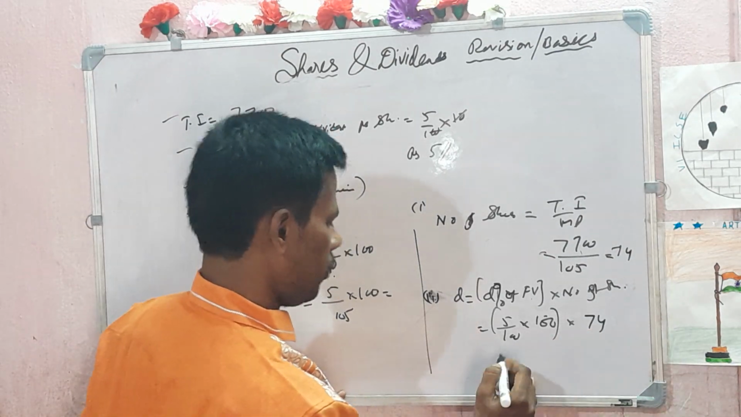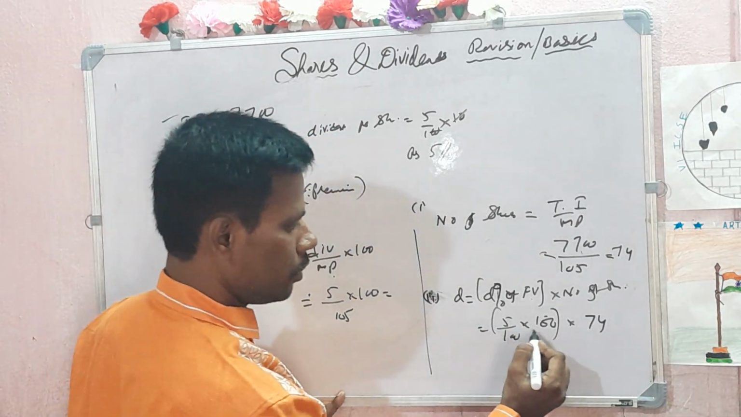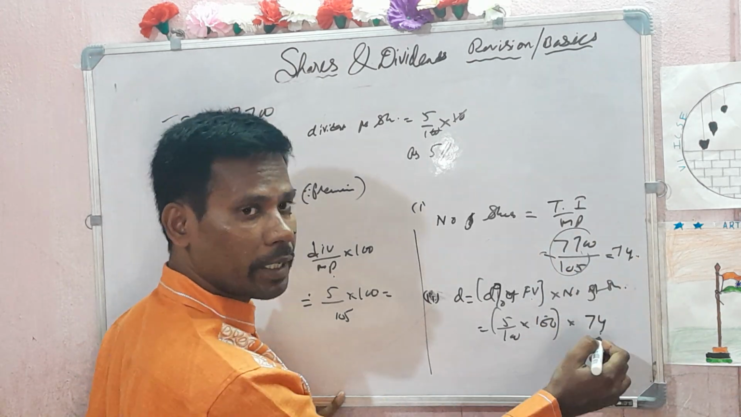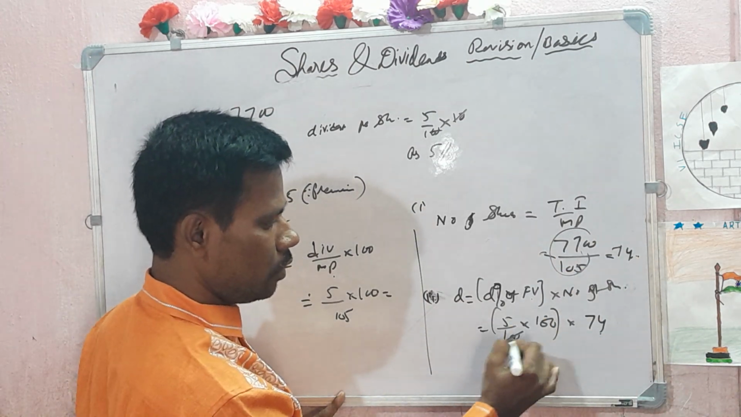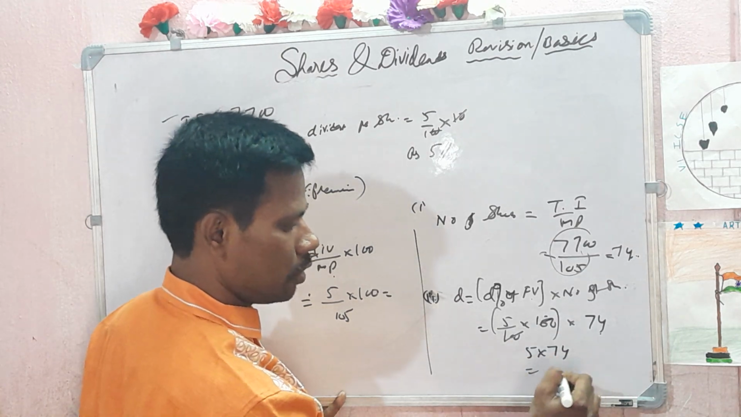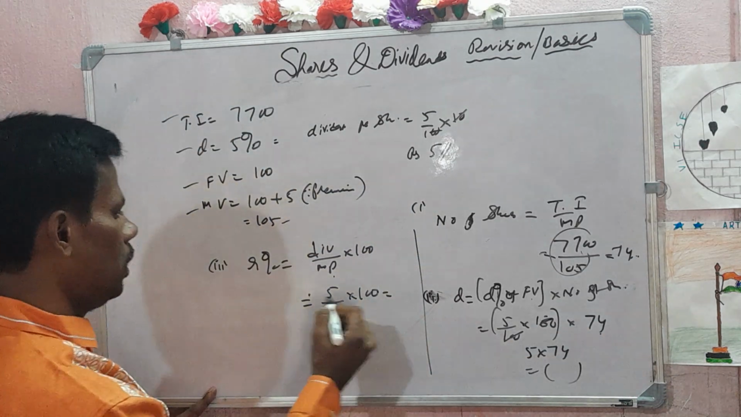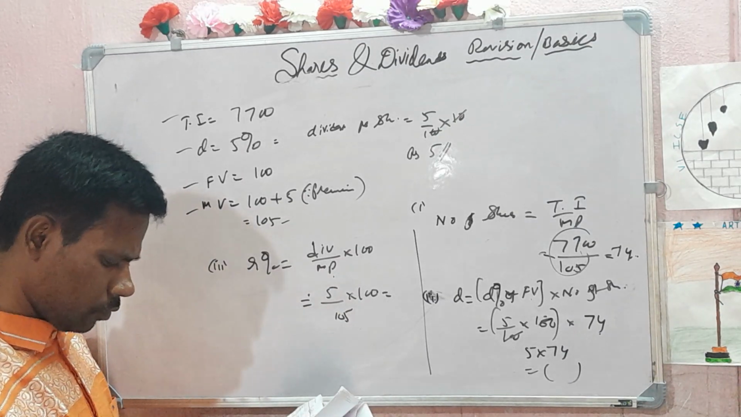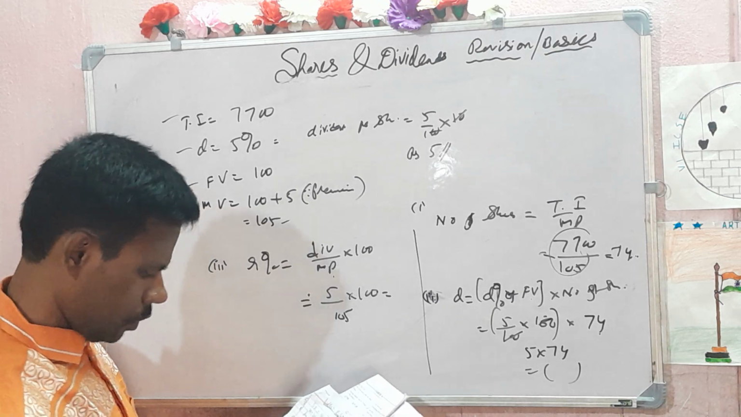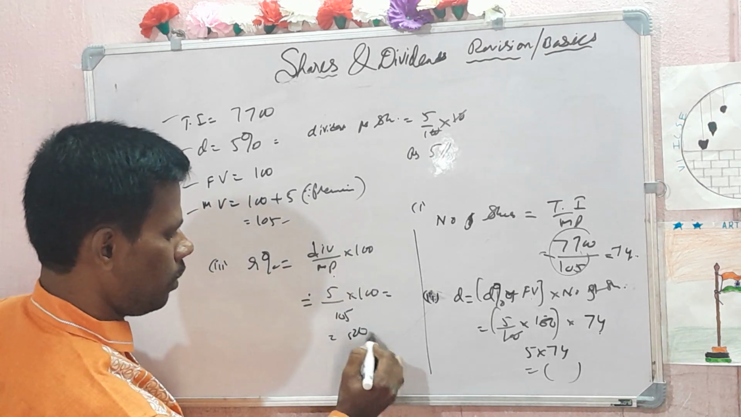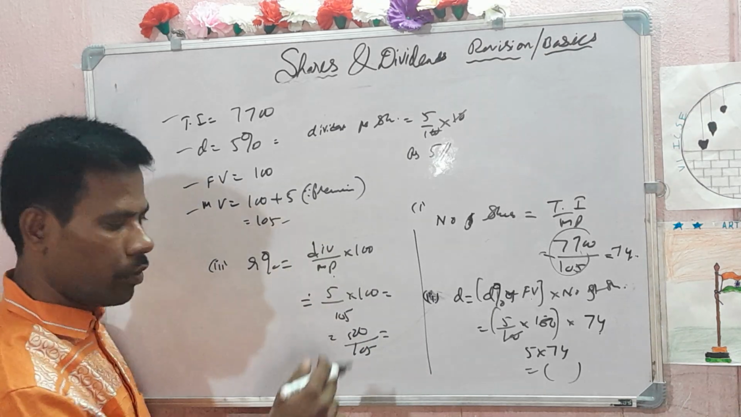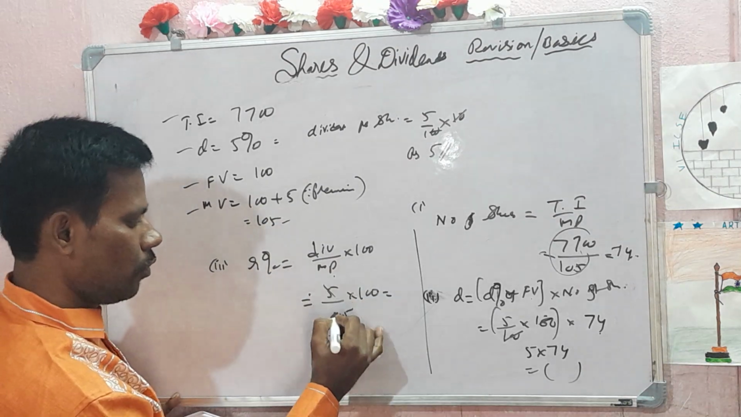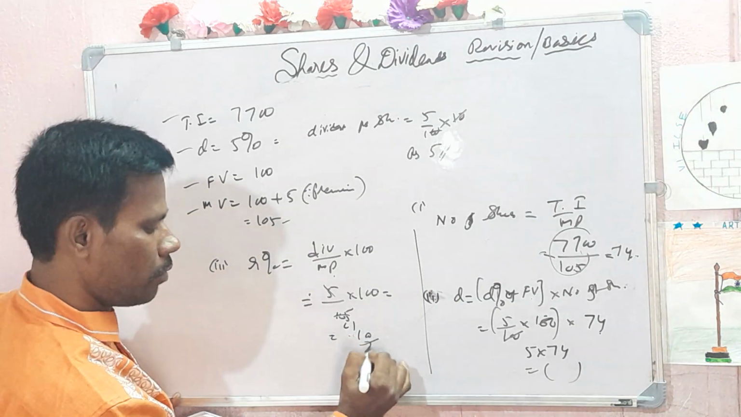Next, here 74. Calculate this one. 7,700 divided by 105 is 74. I am writing 74 here. So this value is 5 into 74. This you multiply, and here rate percentage you divide it. What is the answer? 500 by 105. 5 into 100 by 105, or else you can do simple calculations: 5 2s are 10, 5 1s are 100 by 21.